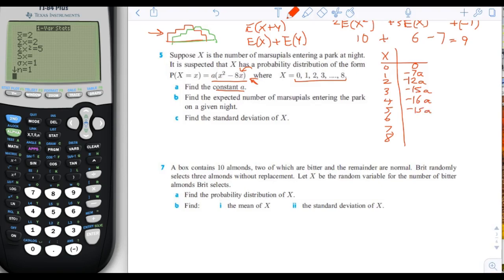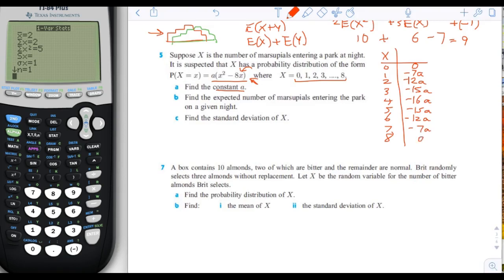6. What if I put 6 in there? It would be 6 squared, which is 36, minus 48, which is -12a. Starting to go back down again. If I put 7 in there, it would be 49 minus 56, which would be -7a. And if I put 8 in there, it would be 64 minus 64, which would be 0.